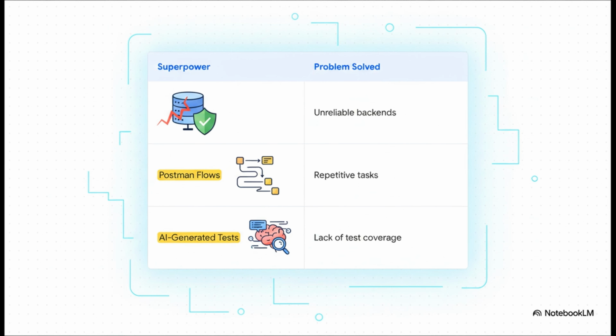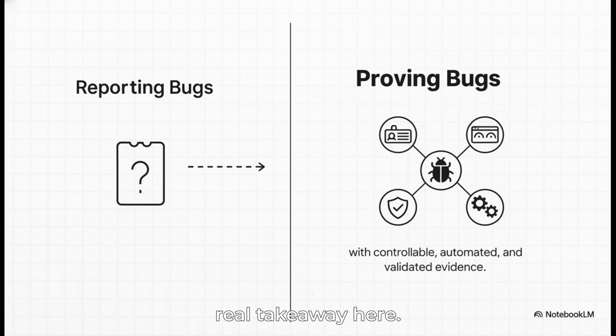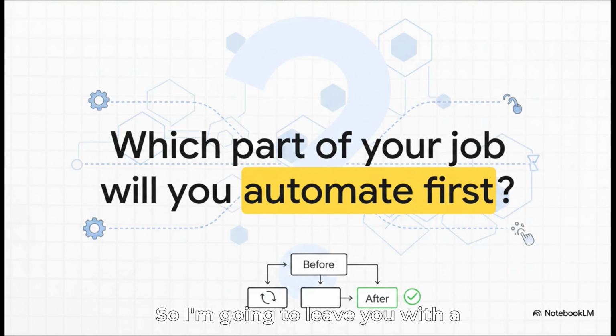Look, this is the real takeaway here. It's a huge shift from passively reporting bugs to actively proving them with evidence that is controllable, automated, and validated. This earns you so much credibility and, most importantly, gets bugs fixed way faster. So I'm going to leave you with a question to chew on. After seeing these hidden powers, which tedious, repetitive, or just frustrating part of your daily job are you going to automate first?